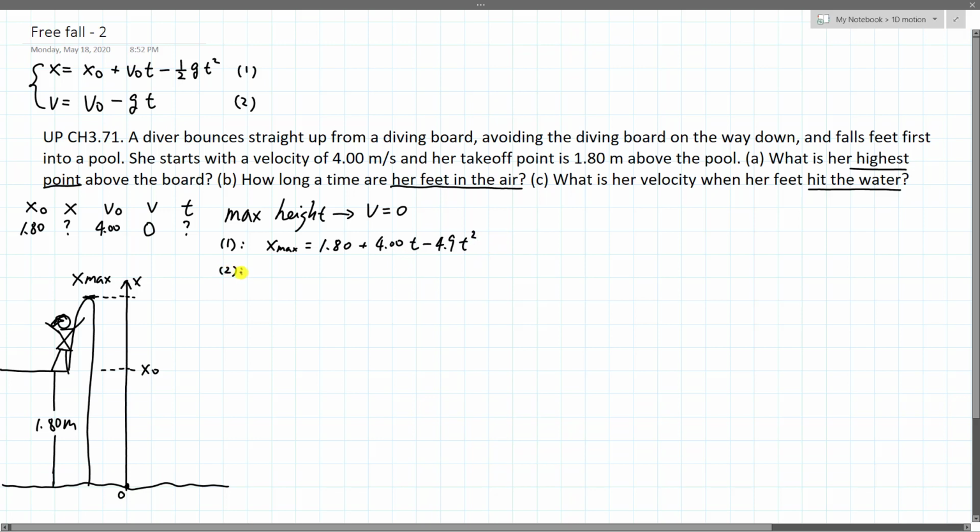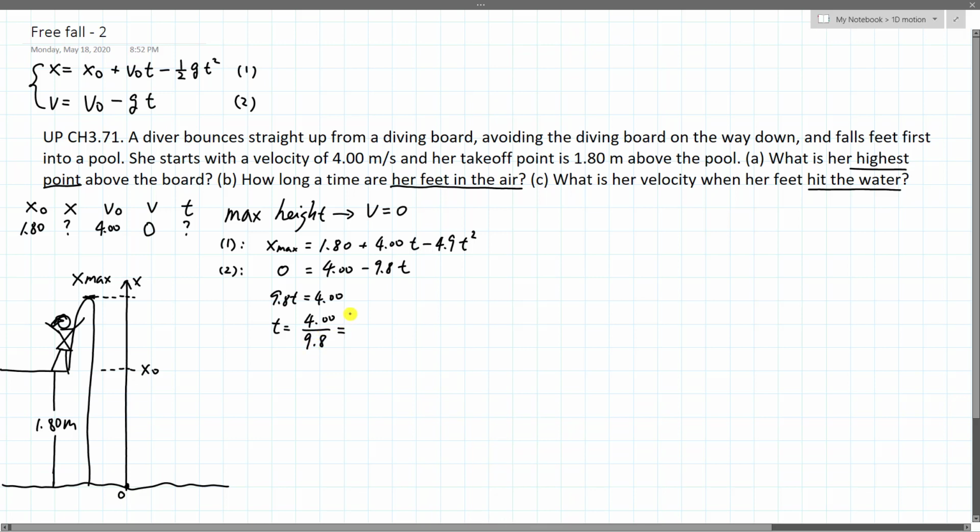We probably should have started with equation 2, but that's okay, we can go back to equation 1. Equation 2 has final velocity, which is 0 at maximum height, and initial velocity is 4 minus 9.8 times time. So this should get us the time. So 9.8 times time is equal to 4.00, so time is equal to 4 over 9.8. This is close enough to 4 over 10, right? So 4 over 10 is about 0.4.